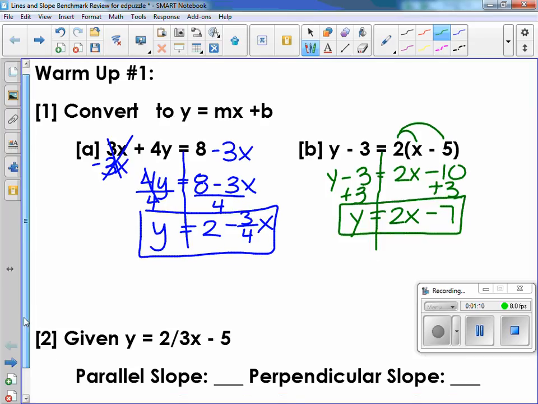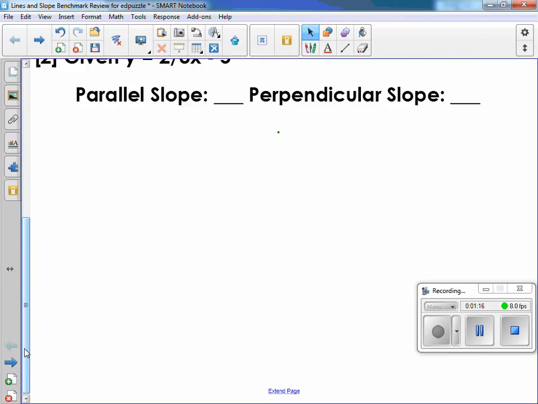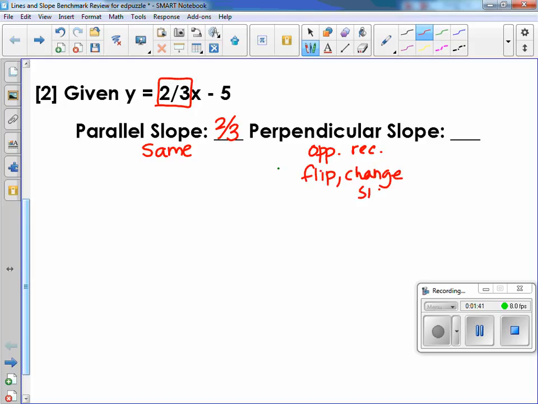All right. Another type you're going to see is parallel and perpendicular lines. So the slope is the only thing you need from the first equation, and the slope of this one is 2/3 because it's the one next to x. Parallel lines have the same slope, so if the slope of that line's 2/3, the slope of my parallel line is going to be 2/3. Perpendicular have the opposite reciprocal, or in other words, you want to flip it and change the sign. So it's going to be negative now 3 over 2.